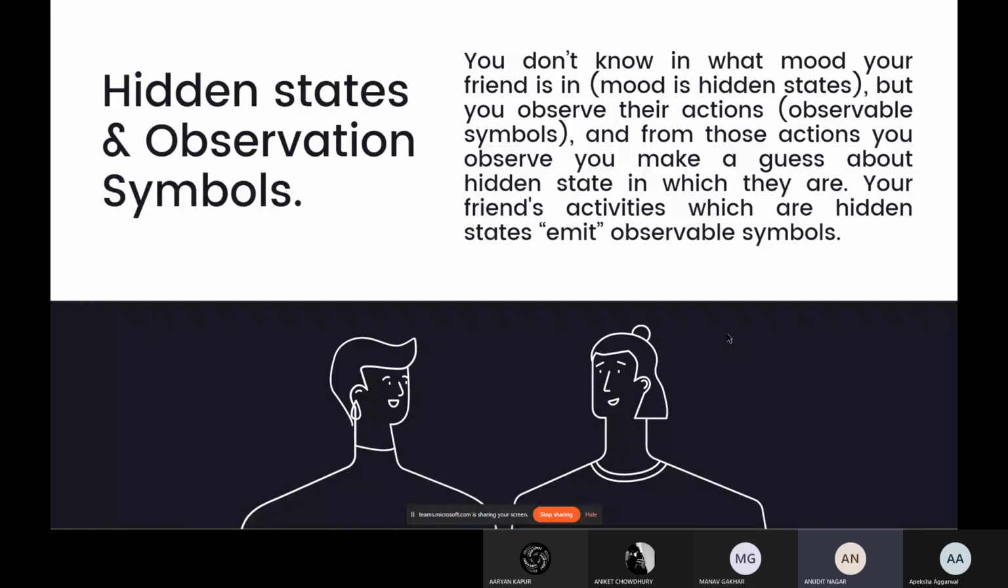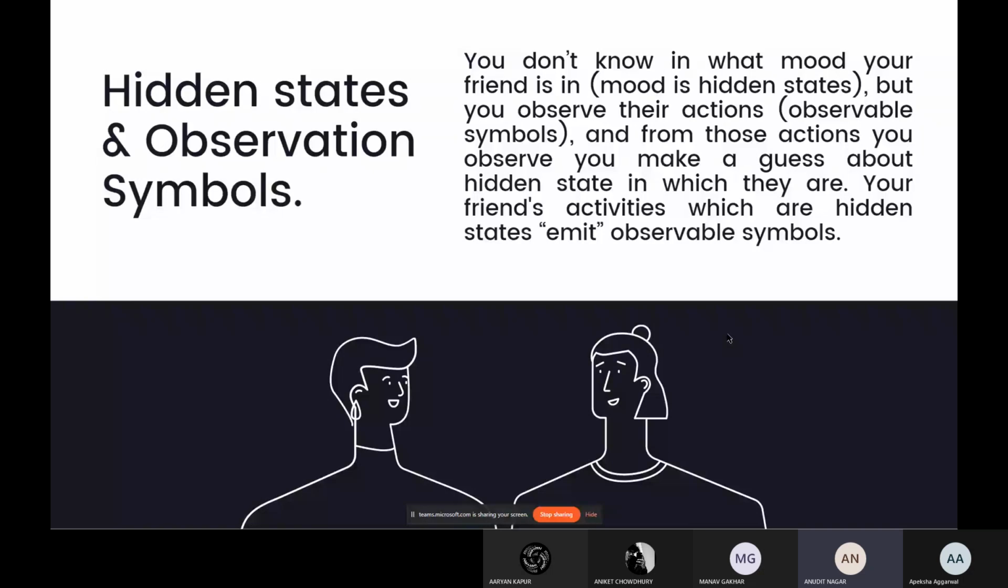Hidden states and observation symbols. Let's say you're trying to figure out the mood of your friend. Mood is essentially a hidden state, but you observe their actions to figure out what their mood is. The actions here are observable symbols, and from these actions you make a guess about the hidden state they are in. Your friend's activities, which are hidden states, emit observable symbols.